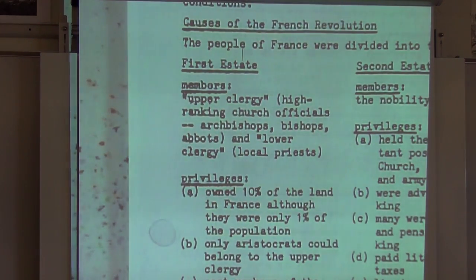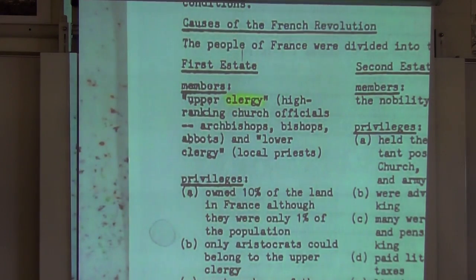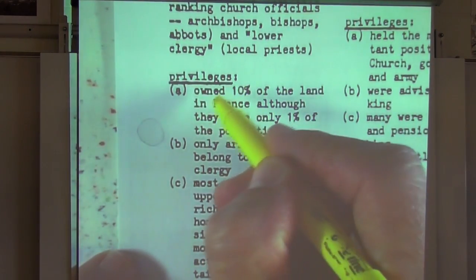The first estate, the highest social class, if you will, was made up of people who were in the clergy. Now, France was, well, it still is, a Roman Catholic country. If you're a member of the clergy, you were a member of the Roman Catholic Church. You had given your life to the Roman Catholic Church. You could be a priest, but you could be all the way up to an archbishop of all things. Here are some things, and you can see that this is listed as privileges. They own 10% of the land.